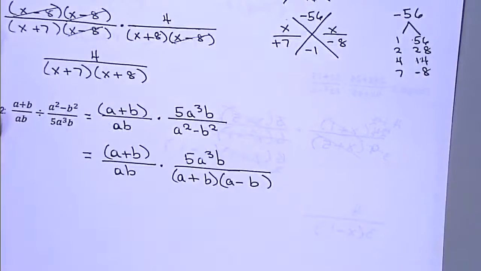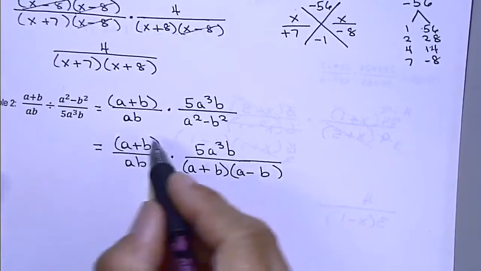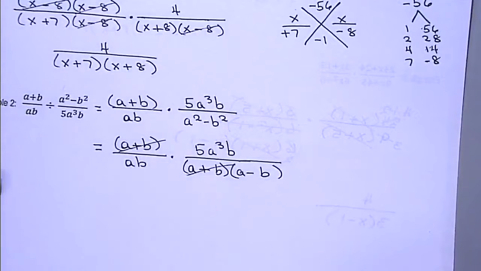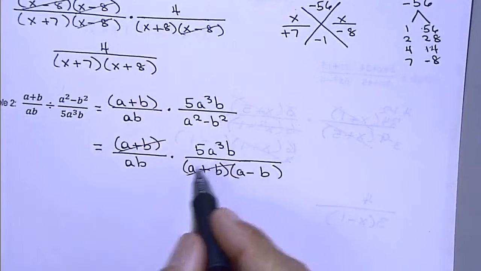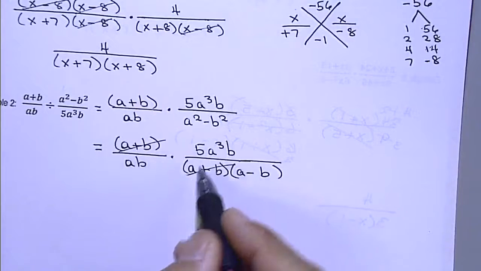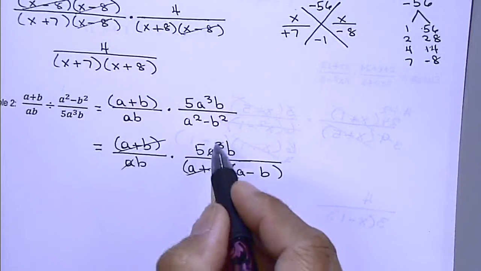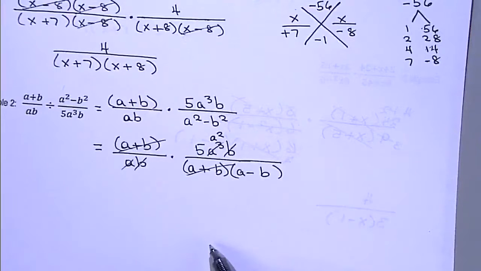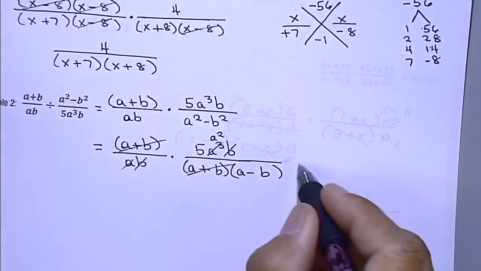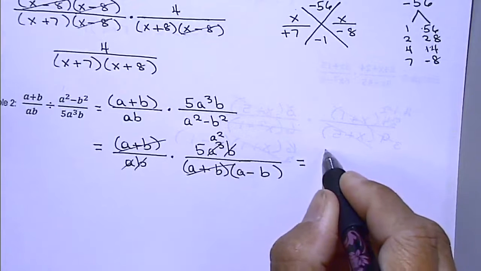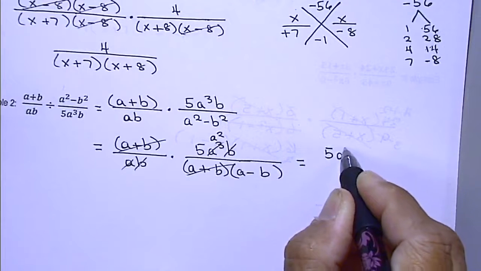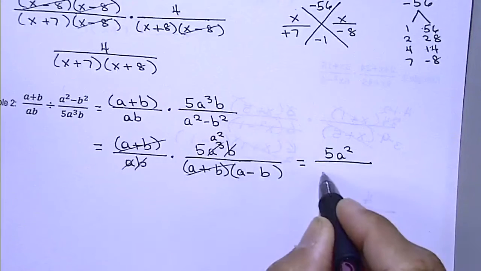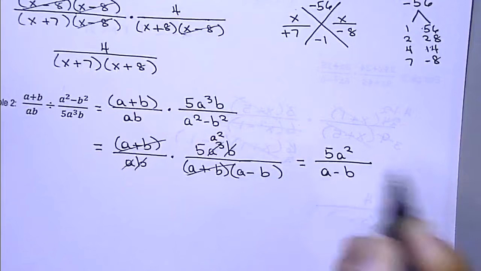Now I can start reducing. Everything's multiplied now. Everything else that's not is inside parentheses, so we treat it as a single item. And I can say, okay, this a and this a cubed, well, really, if I reduce that, it's going to leave me with a squared. B and b will cancel each other out. And then what I'm going to really have left up here is going to be 5 times a squared. In the denominator, all I've got left is a minus b.